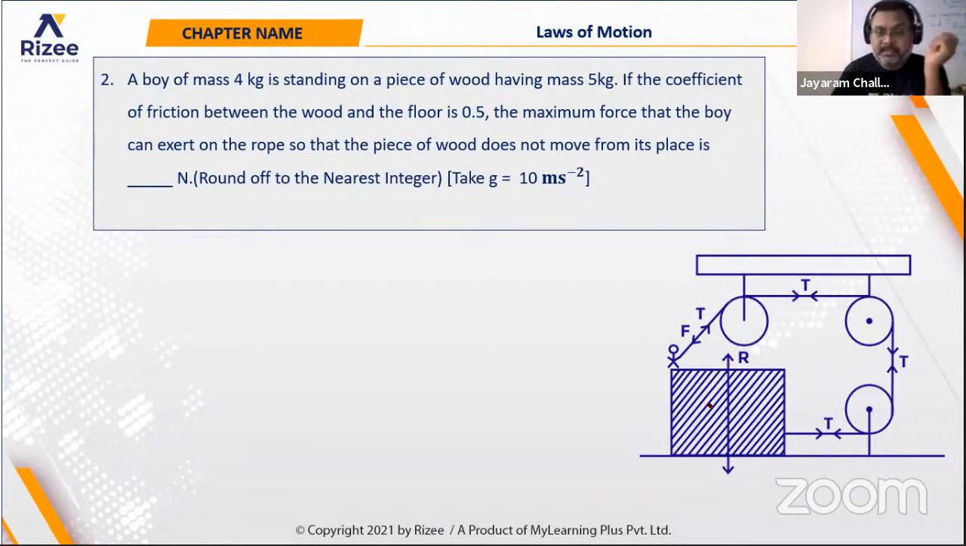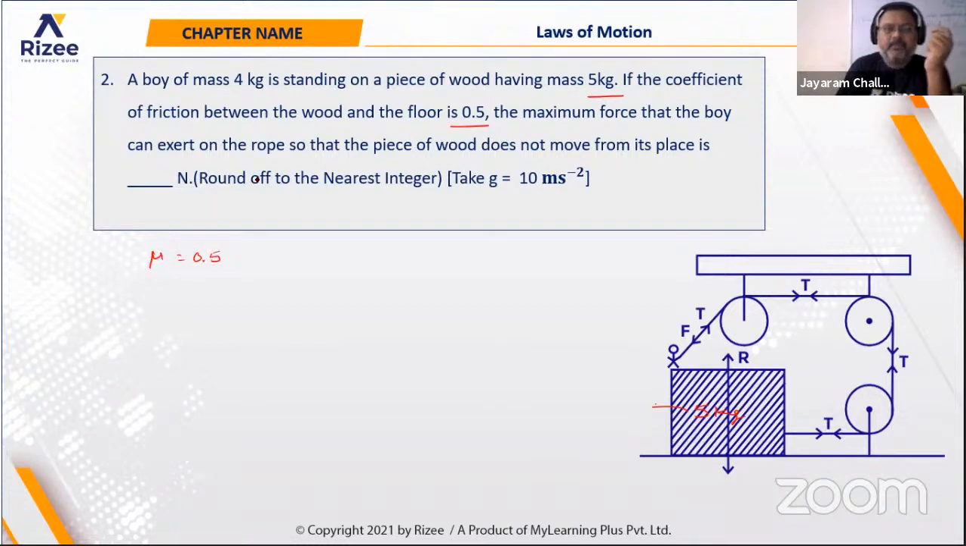Okay, so this is the piece of wood he is talking about, which is equal to 5 kg. Probably it is unable to be seen over here. Fine. So this is the 5 kg. The coefficient of friction between the wood and the floor is 0.5. That means he has given the mu value as 0.5.